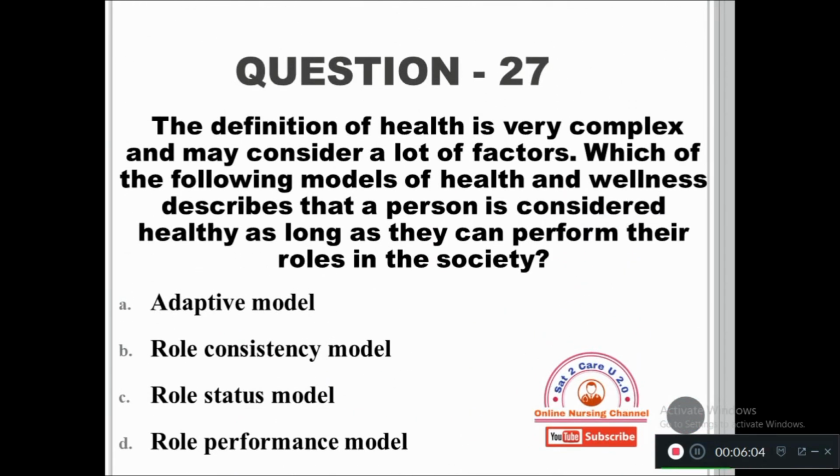Question number 27. The definition of health is very complex and may consider a lot of factors. Which of the following models of health and wellness describes that a person is considered healthy as long as they can perform their roles in society? So there are a variety of models explaining the status of health, the concept of health. Here we have four different models: A. Adaptive model, B. Role consistency model, C. Role status model, D. Role performance model.